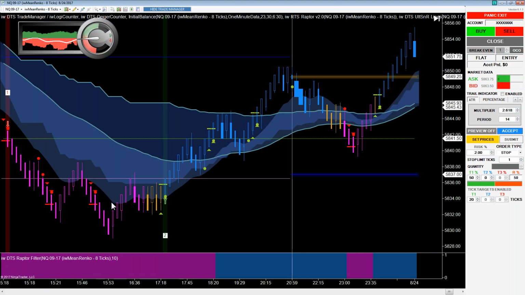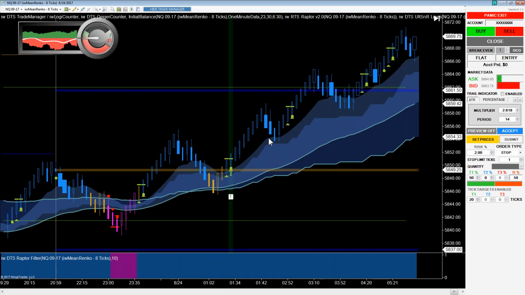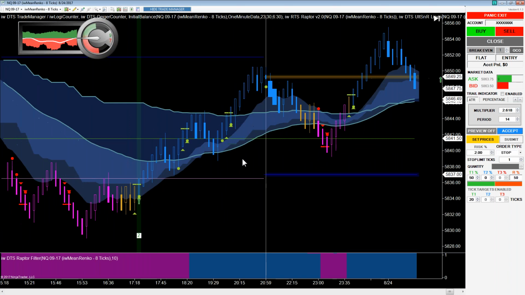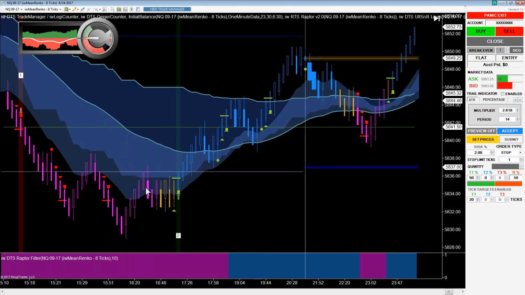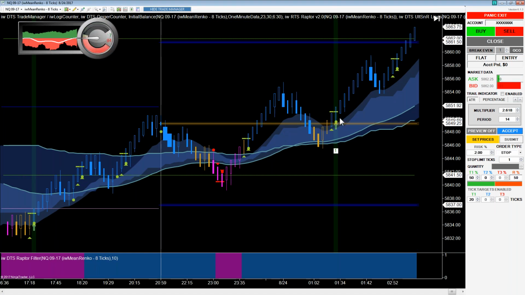When the clouds are stacked with the soft edge below the hard edges, we are going to have a bearish bias. When the clouds are stacked with the soft edge above the hard edges, we're going to have a bullish bias. All right? So when the clouds go from a bearish bias and they cross over and now have a bullish bias, that's your cloud crossover signal.